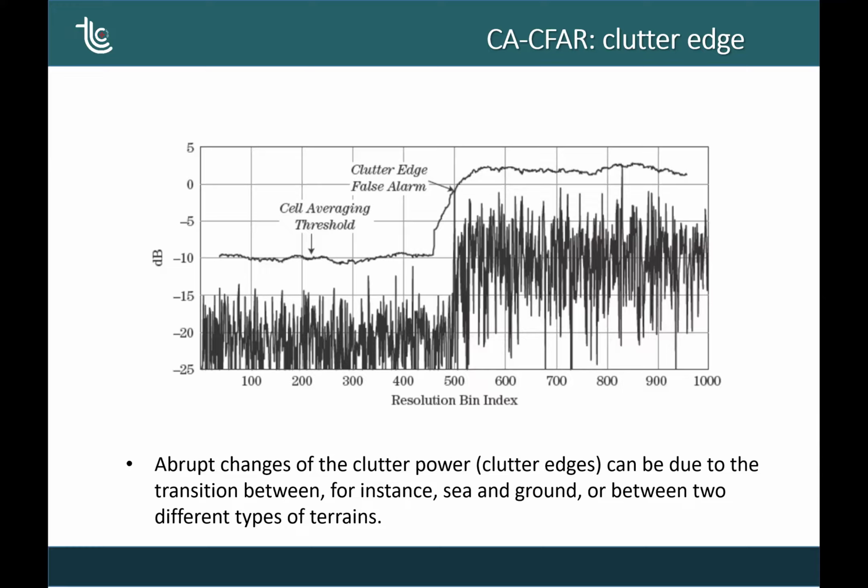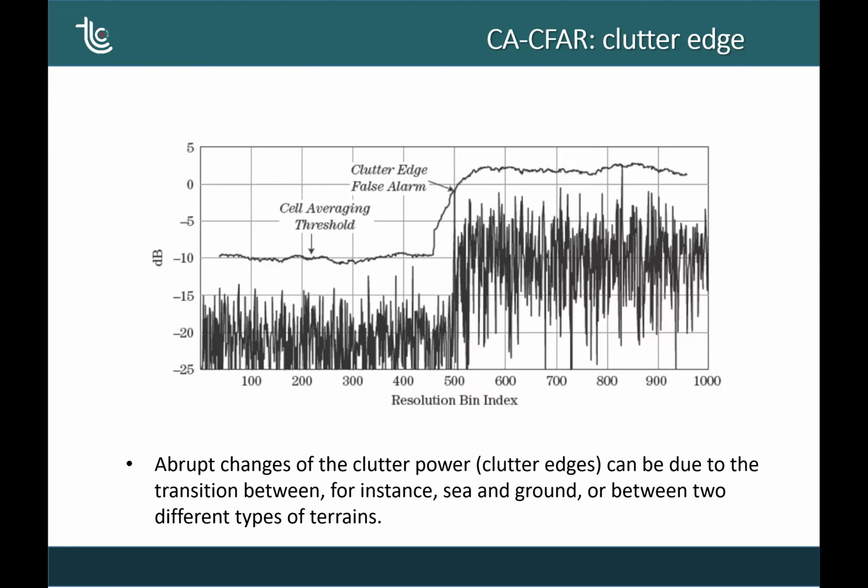What happens? See here that we apply the cell average, and when all the cells are in the low power region, then we have a low threshold. When all the cells are in the high power region, then we have a high threshold. What happens in the transition? What happens on the edge? You see that at some point, the threshold starts increasing, and then it reaches the high value.